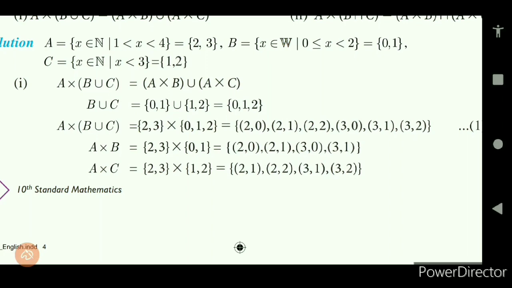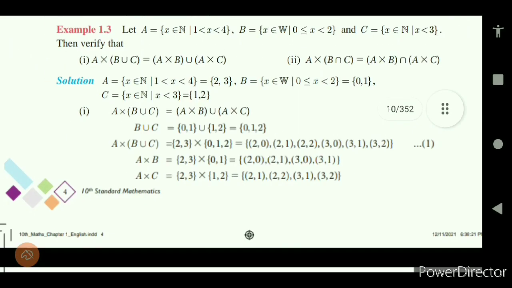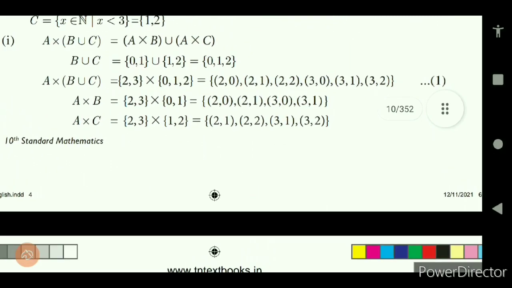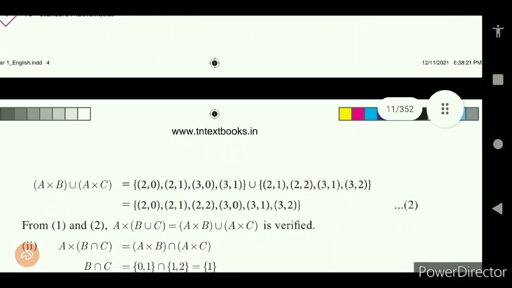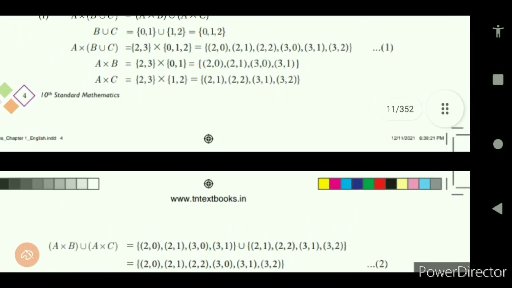You just try, and if you just try, you will get the answer. In exercise sums, I will teach each and every number of these questions. Okay, A cross B and A cross C, finding the union of these things.